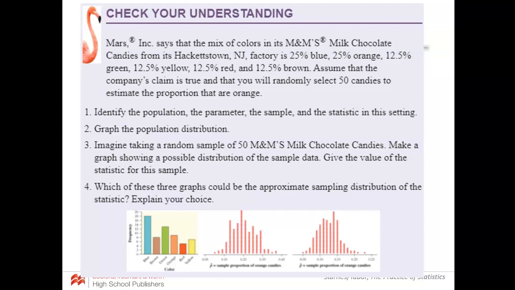And the proportions, while we know what they say they should have, this is a sample of the 50 M&Ms, so it's not necessarily going to match, right? And then part 4, oh, there's another part of the question. Give the value of the statistic for the sample. And then part 4, which of these 3 graphs could be the approximate sampling distribution of the statistic?